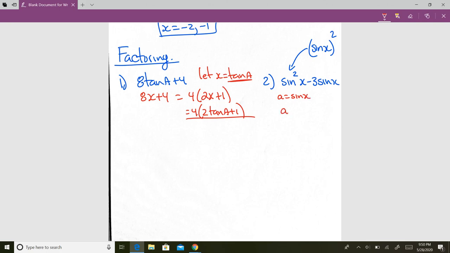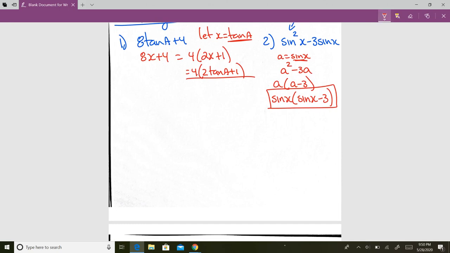So then I end up with a squared minus 3a. How do you factor that? Pull an a out. Then I'm left with a minus 3. Put back in what you said a was, sine x. So this turns into sine x times (sine x minus 3). All right.